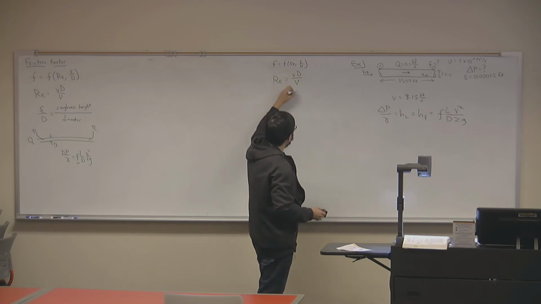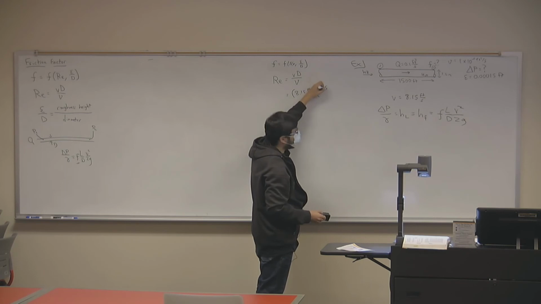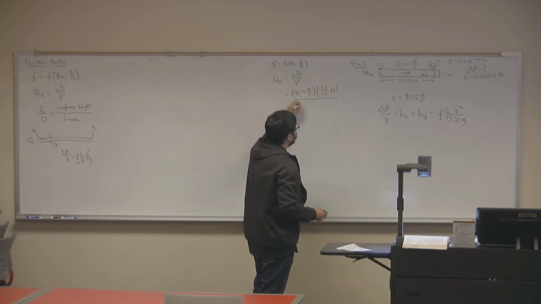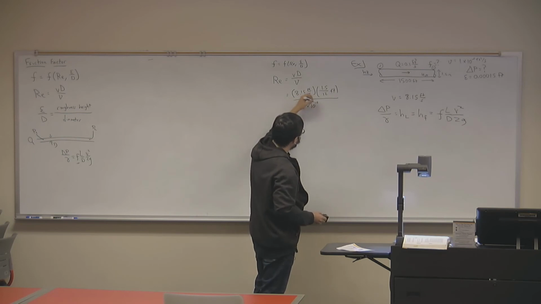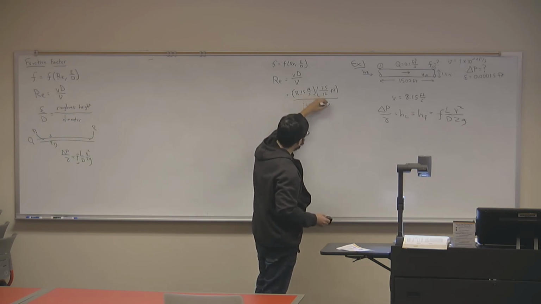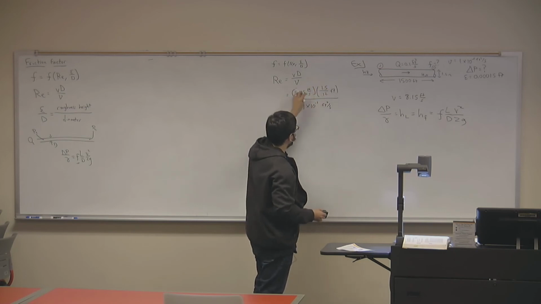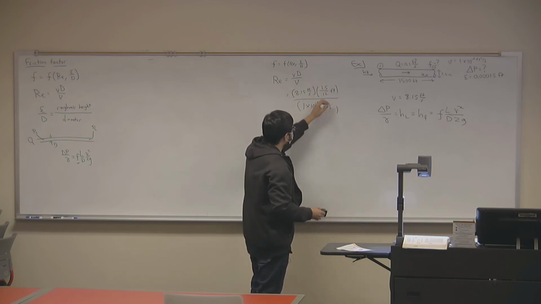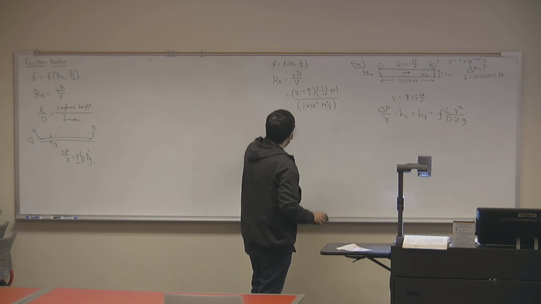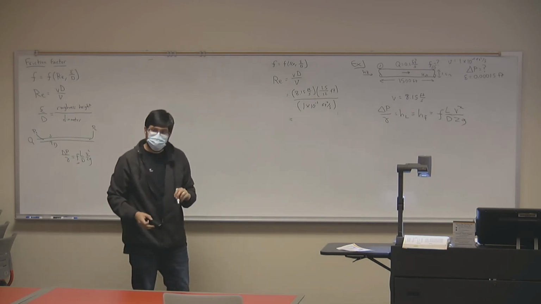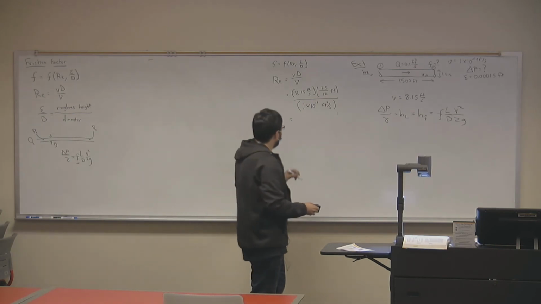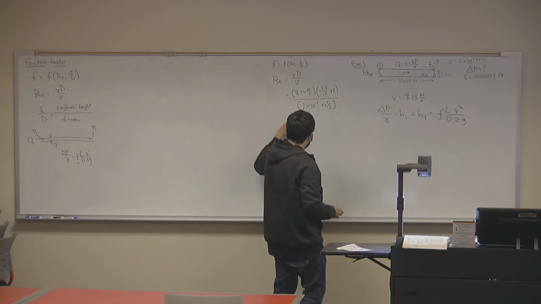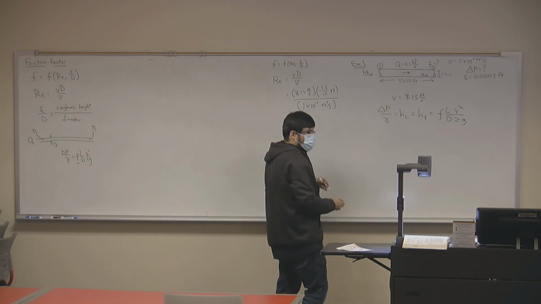In this case, my velocity is 8.15 feet per second. My diameter is 1.5 divided by 12 feet, that's correct. And then my kinematic viscosity is 1 times 10 to the negative 5 feet squared per second. Feet squared per second, yep, everything cancels out. And this gives me a Reynolds number of 101,859.